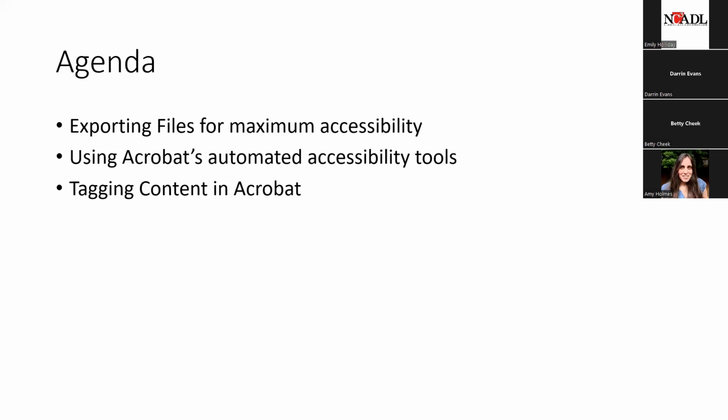All right, so today we're going to talk about exporting files for maximum accessibility. We're going to use the automated accessibility tools in Acrobat. There are basically 2 ways to make things accessible in Acrobat. And then we're going to talk about tagging content.